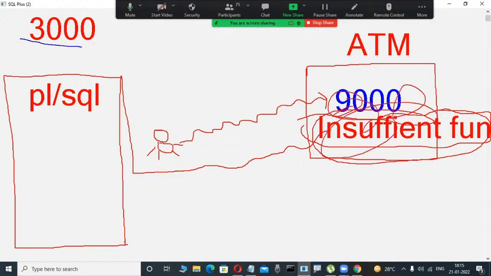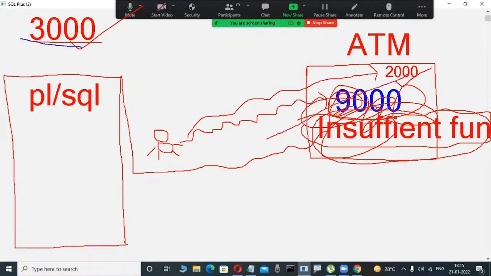Another scenario. For example, my balance is 3,000. Suppose I insert my ATM card and try to withdraw 2,000 rupees. Is it possible? Possible. Why? Because my balance is 3,000, and 2,000 is less than 3,000. That's why trying to withdraw is possible. We are withdrawing 2,000 in this example.